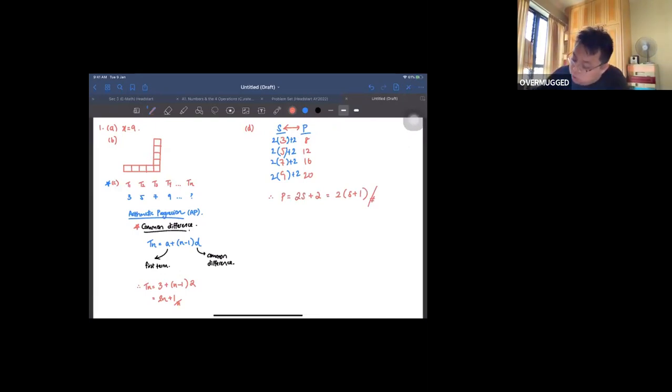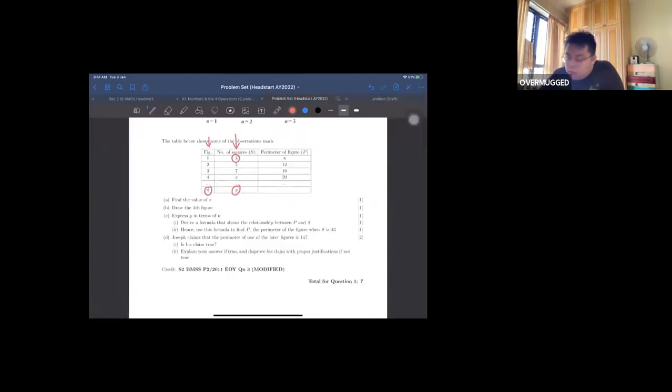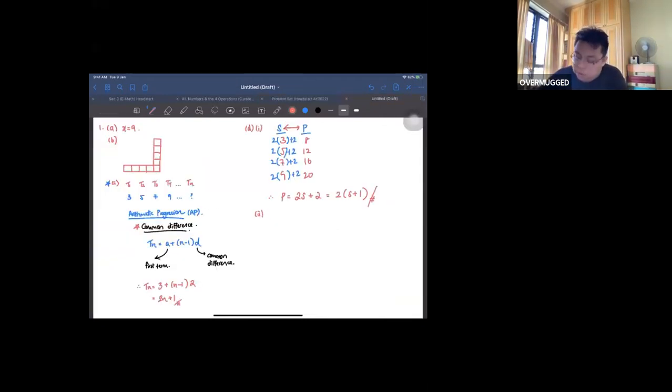Next, this is D part 1, so move on to D part 2. Hence, use this formula to find P, the perimeter of the figure, when S equals 43. Because you already have formed the relationship, when S equals 43, I can do the substitution. So P equals 2 times (43 plus 1), which is 44 times 2. 88, sorry, 88. Final answer.